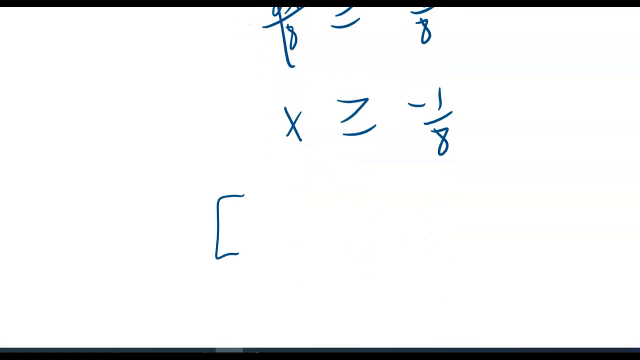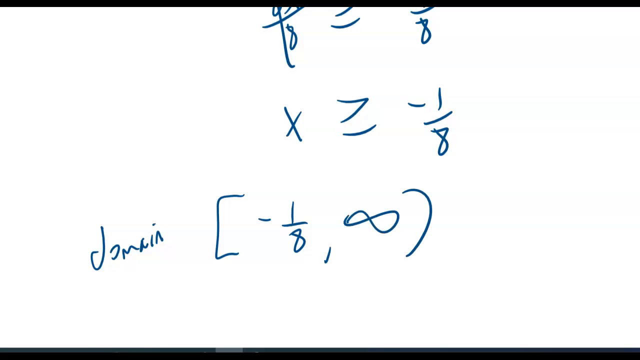So what is it called? Interval notation. Sorry, y'all, it's been a long day. It is negative 1/8 in a bracket because of that equal to bar, comma, infinity. All right, let me know if this helps or if you have more questions. I am happy to answer.